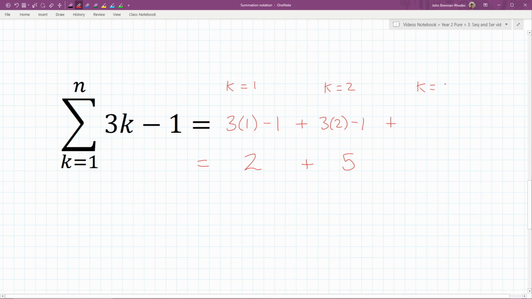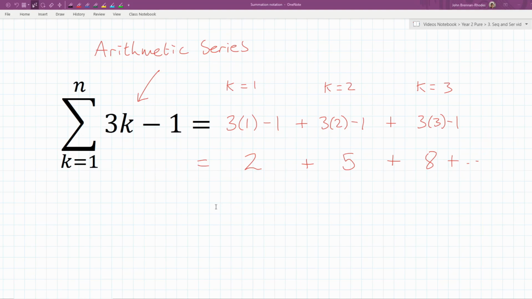K is equal to 3. I'd get 3 times 3 minus 1, which is 9 minus 1. So that's 8. And I can see that this is an arithmetic sequence with a equals 2 and d equals 3. And we know that the sum of the first n terms has a specific formula. Well, they're the same. This is the sum of the first n terms. This is Sn for that arithmetic sequence.